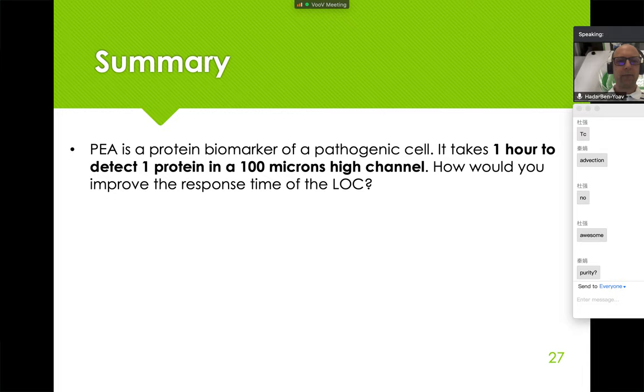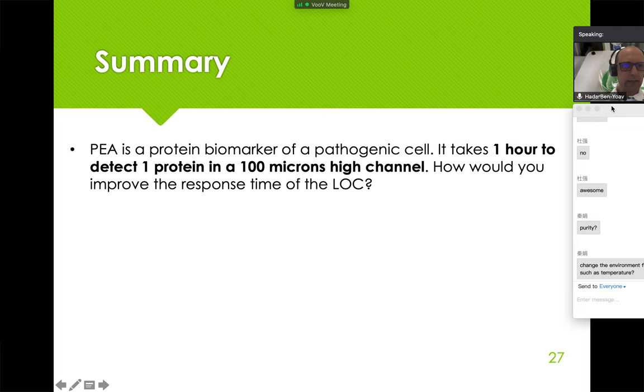Again, the question is, you have a channel, a lab on a chip, a person comes to you and says, it takes me 1 hour to detect one of these proteins and my channel is a 100 micron long channel. How can I improve the response time? What do you think? I want to see answers or ideas. What can you change in the channel to decrease the time?